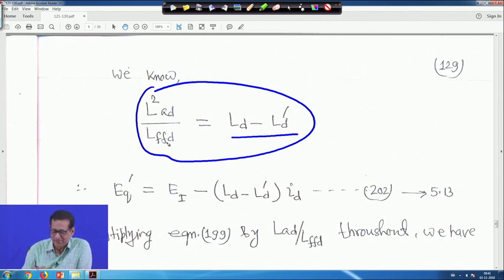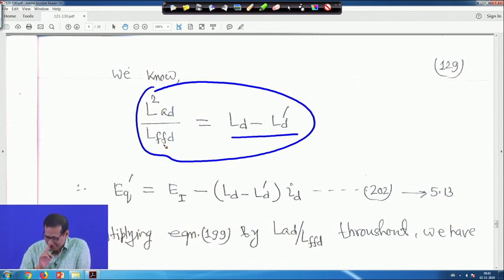So, L_AD squared upon L_FFD. If you have any doubts, put them in the forum and we will explain, but here we will not, otherwise continuity will be lost. That is why I have written that we know L_AD squared upon L_FFD is equal to L_D minus L_D dash. This you should also keep in your memory.